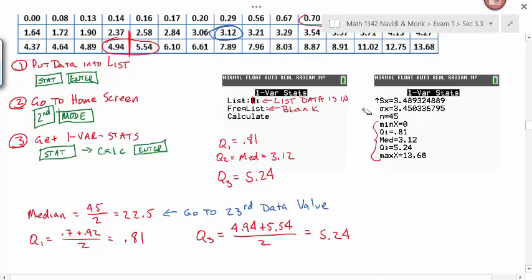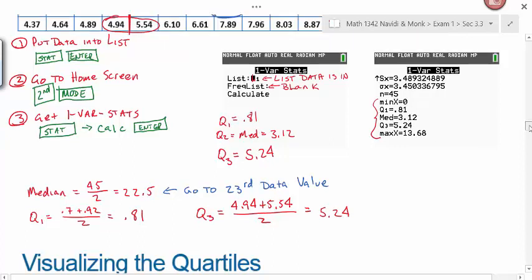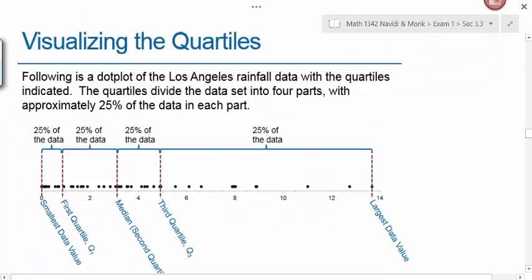So you see how the calculator is giving us the right answer without going through all that rigmarole of counting. Let the calculator do the heavy lifting for you. And for quartiles, we're perfectly content letting the calculator do the heavy lifting. Let's look at visualizing what the quartiles look like. Your 25% of your data may or may not be evenly spaced.